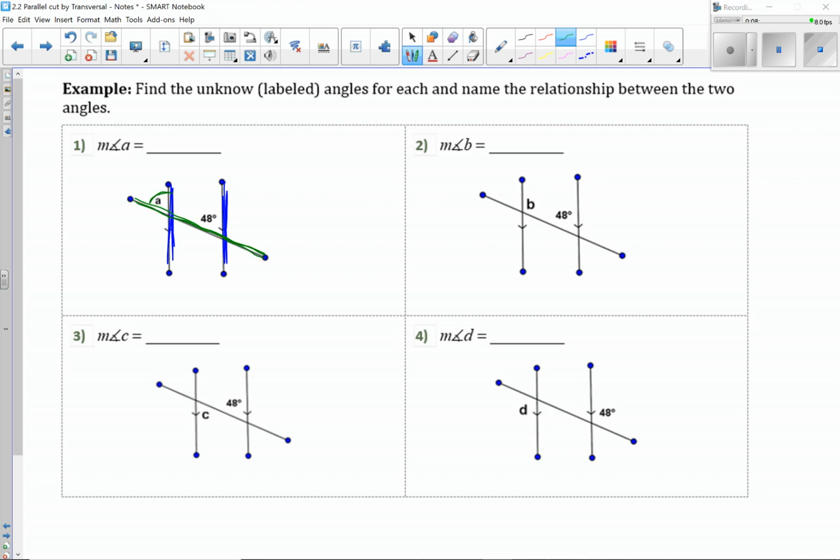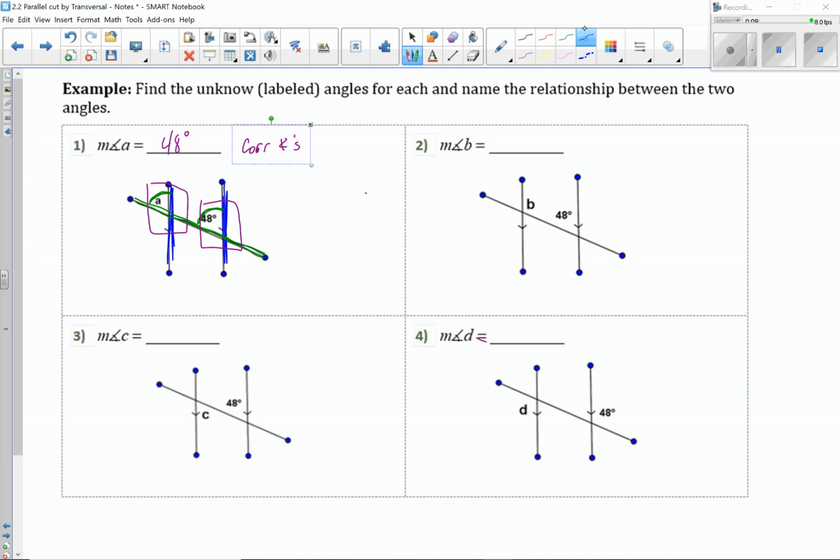So I identify the two angles we're relating to each other, and I notice by looking at them that they're in the same location in each situation. If I think about a box around either of them, the top left-hand corner would be the 48, and the top left-hand corner would be the A. So those are corresponding angles. Once I know that they're corresponding, I now know that they would be equal, so angle A is also going to equal 48 degrees.